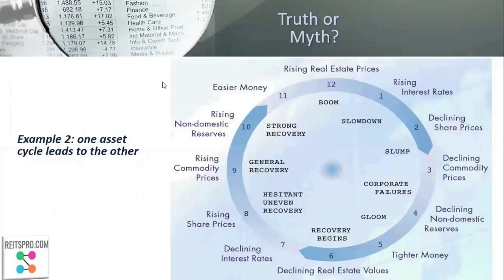The second example I'd like to share is a graph of one asset cycle leading to the other. So if you have rising interest rates, then you can have declining share prices, declining commodity prices, and tighter money and so on. This is a general graph of how boom to recession and to recovery can happen. But is this really happening in India today? The interest rates are on the rise, the stock market's on the rise, commodities are rising, as well as the real estate prices are rising.